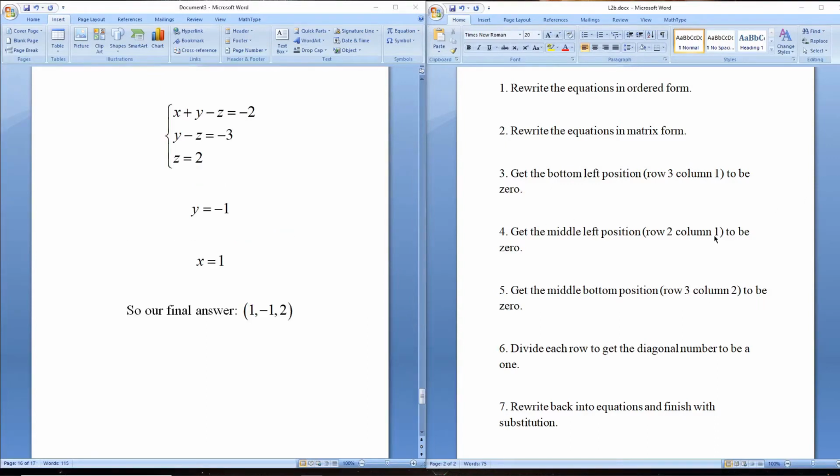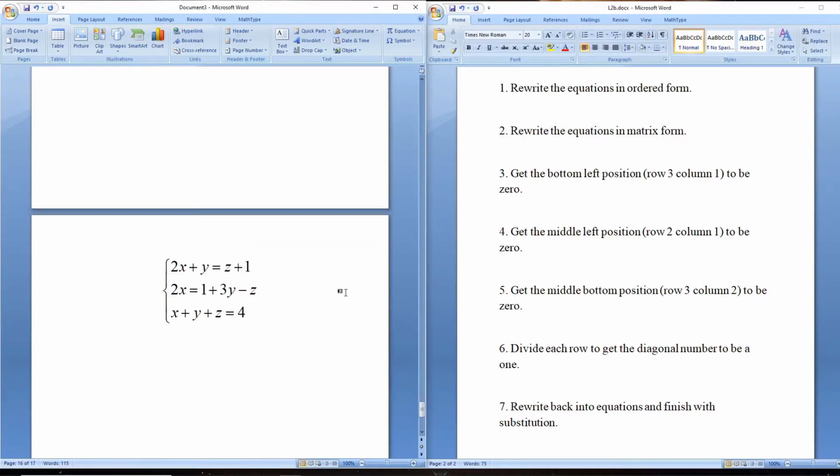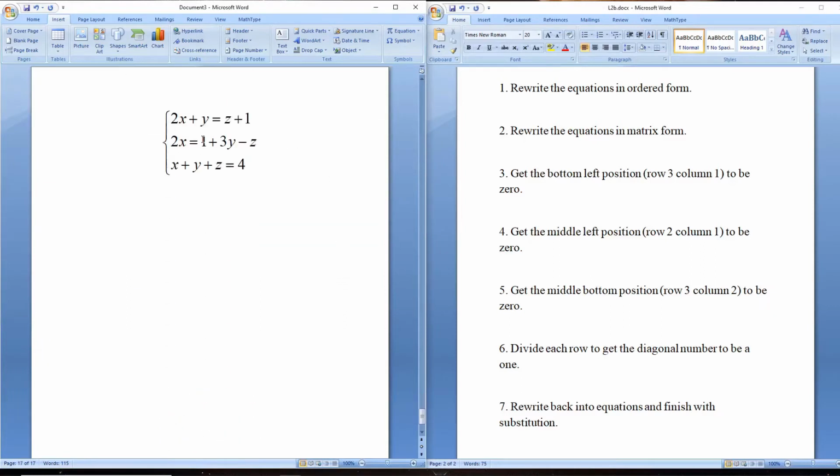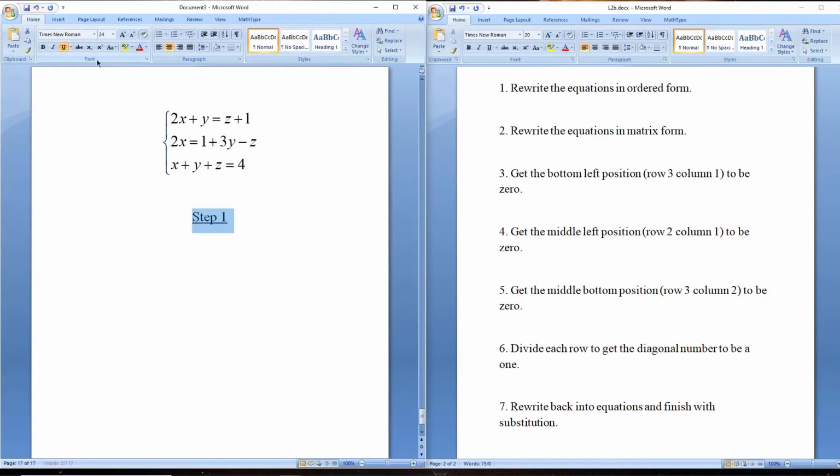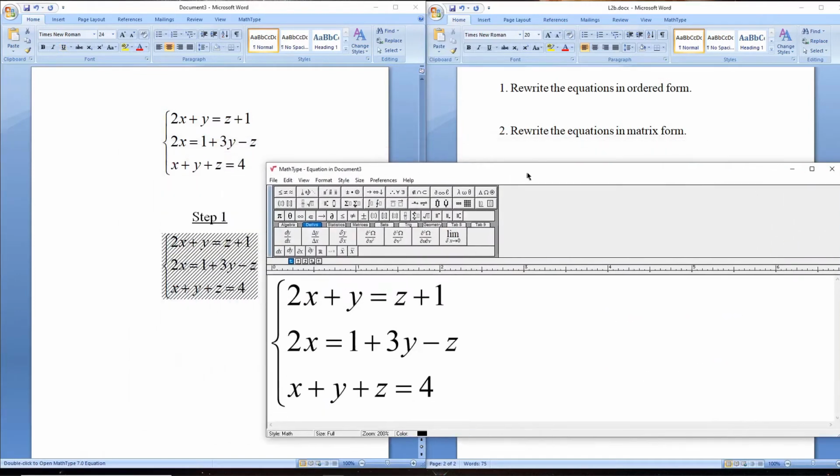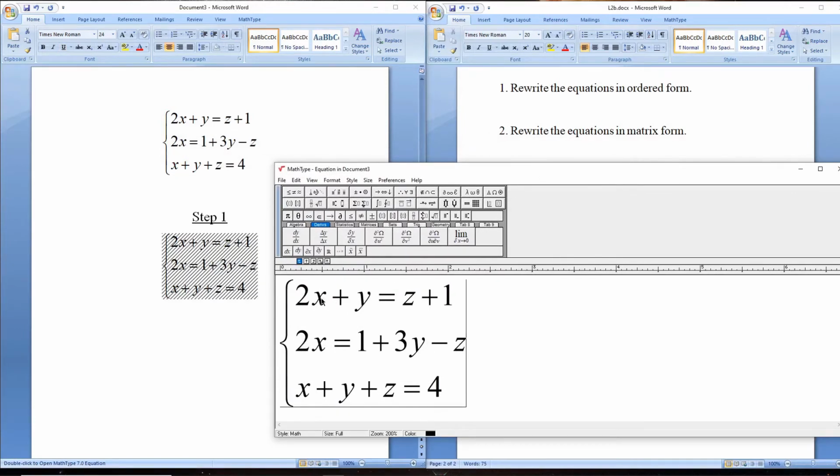So let's try another one. Here's a new set of equations. And let's do step 1. Now, step 1 says, rewrite the equations in ordered form. So if you notice for this one, I picked one where the equations are not in ordered form. So we want this to be x, y, z, and then equals our number.